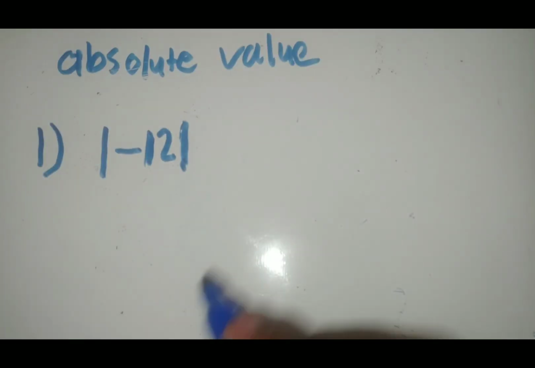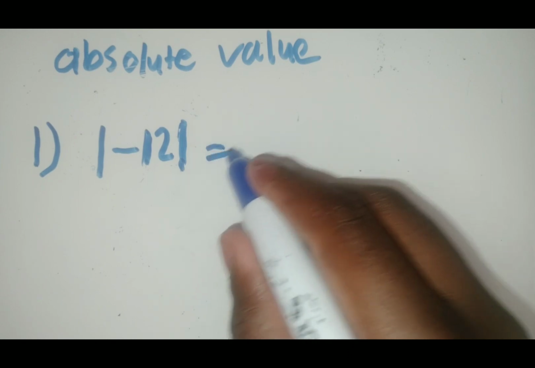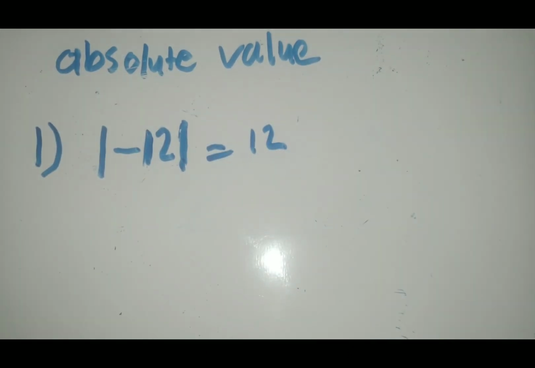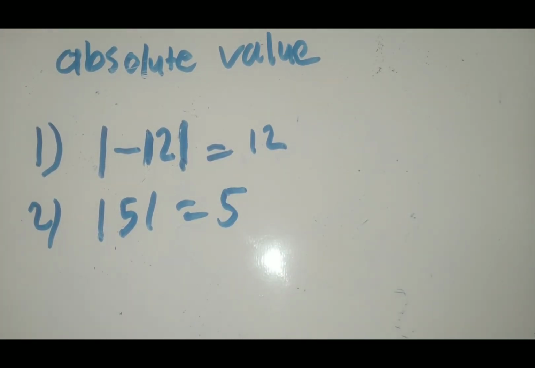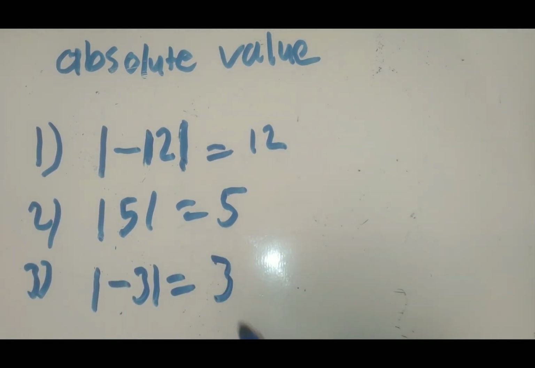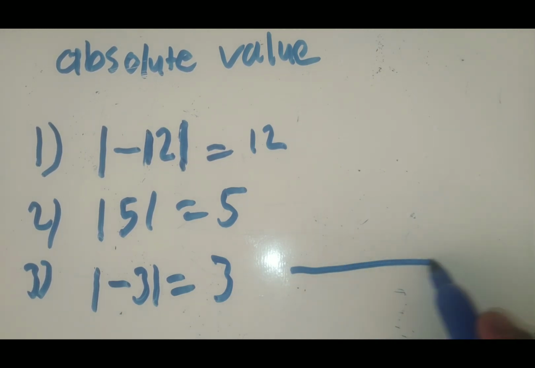So another example, the absolute value of -12 is 12. It's 12 steps away from 0. Absolute value of 5 is 5. The absolute value of -3 is 3. Right? It just shows you how far something is away from 0.